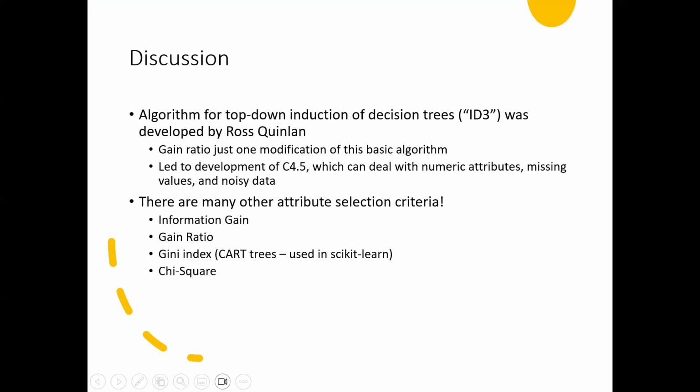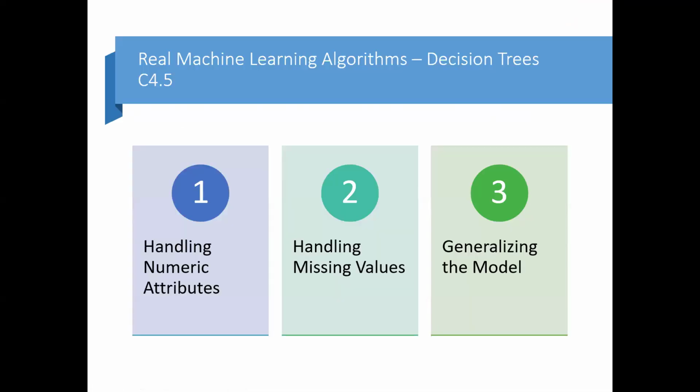The few things that we need to discuss is how you handle various issues. Three things that I would like to discuss, and that's what is handled by C4.5. And I told you, our version is J48, a little bit improved version of C4.5. Three things we need to discuss compared to the simple algorithm we have discussed earlier. We need to handle numerical data, we need to handle missing data, and we need to generalize the model. I will explain those.